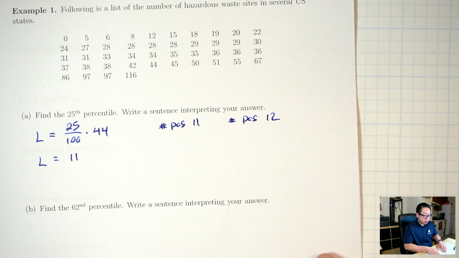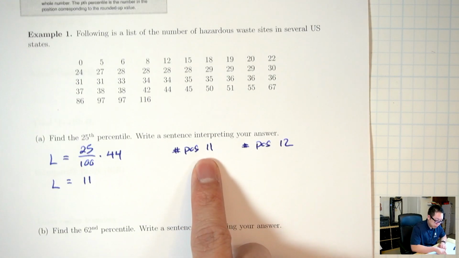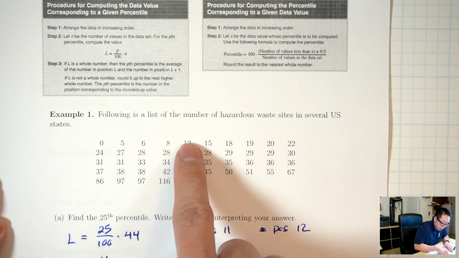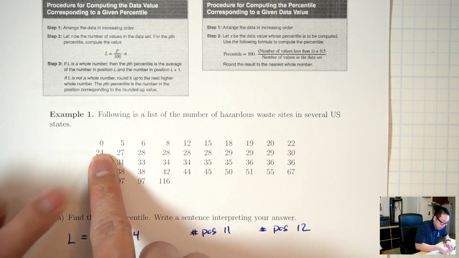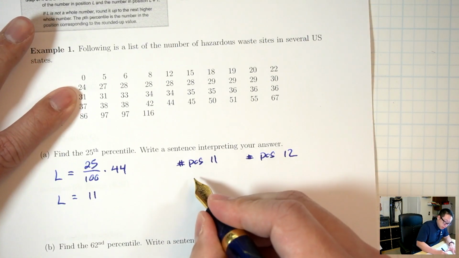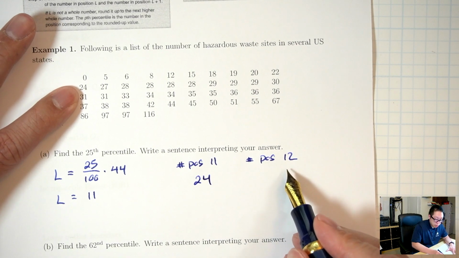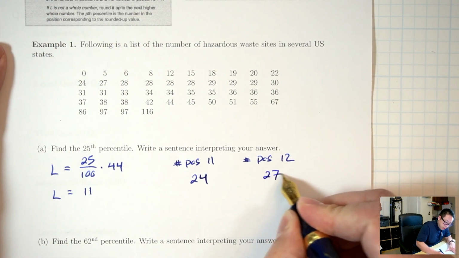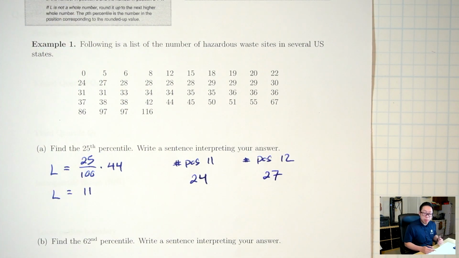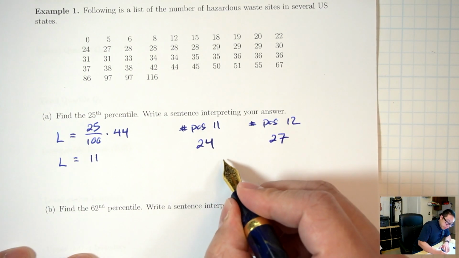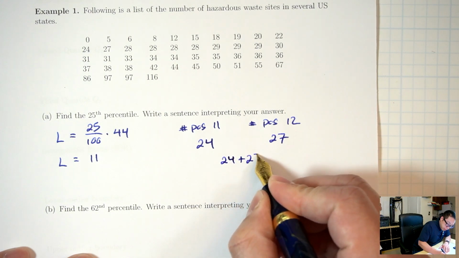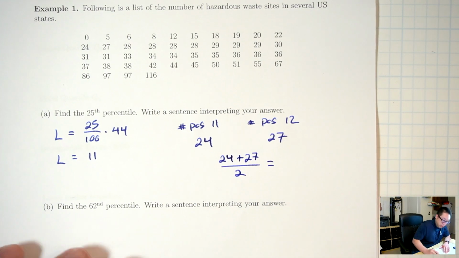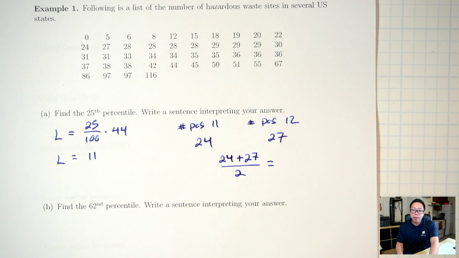So what I want here is to find the number that's in position 11. So count 1, 2, 3, 4, 5, 6, 7, 8, 9, 10, 11. It's 24. And a number in position 12, which is the next one, 27. And I want to average that. So add them up and divide by 2. Okay, 24 plus 27 divided by 2 is 25.5.